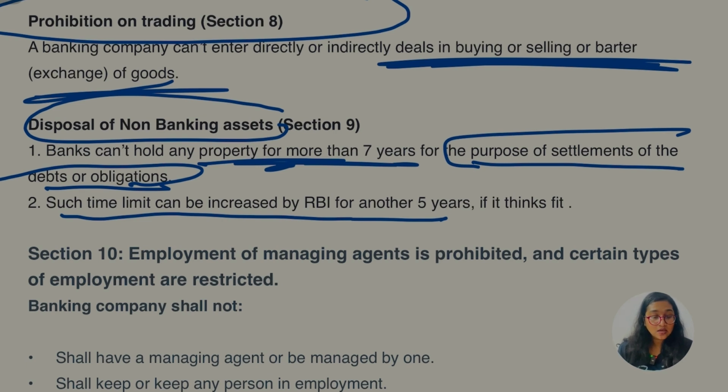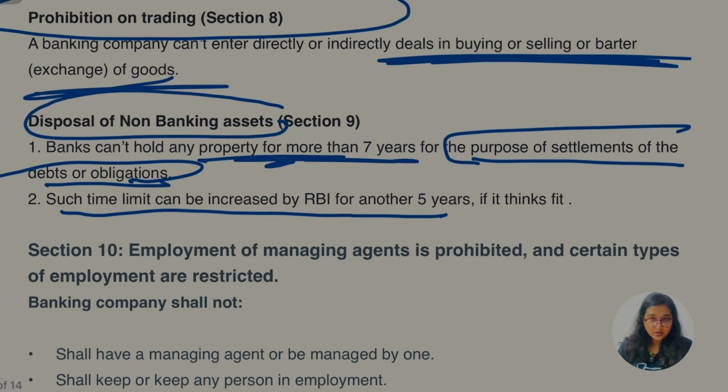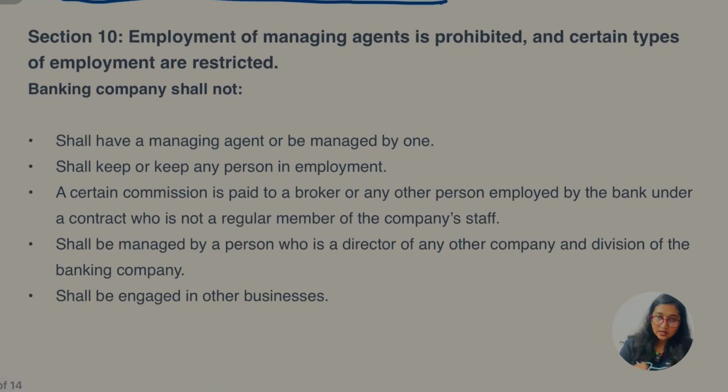So first of all, what I said in section 9: they have to dispose of non-banking asset within 7 years, but it could be extended for a further 5 years, and it is extended by RBI. But it should be used specifically for its own use, by itself, not by any other organization, institution, trust or anything else. Is that clear? Let's go to section 10.